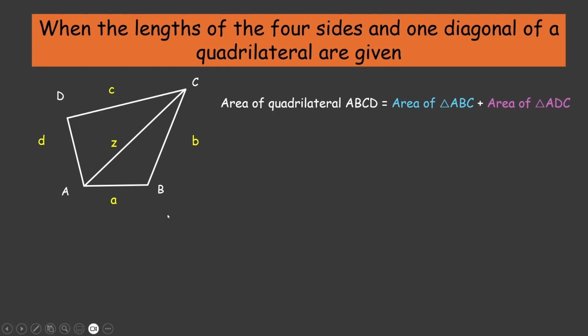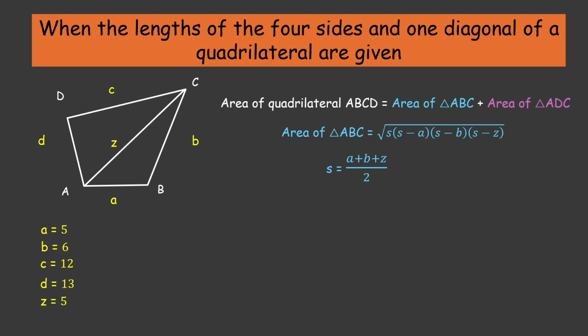Now, for triangle ABC, all three sides are known. So we can find its area using Heron's formula. Heron's formula is the square root of S into S minus A into S minus B into S minus Z, where S is the semi-perimeter of the triangle, which is given by the sum of all sides divided by 2. A is the first side, B is the second side, and Z is the third side.